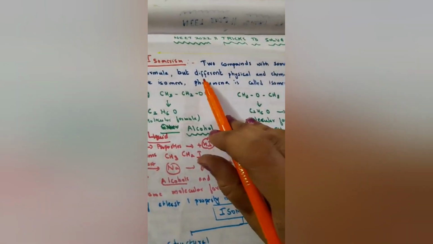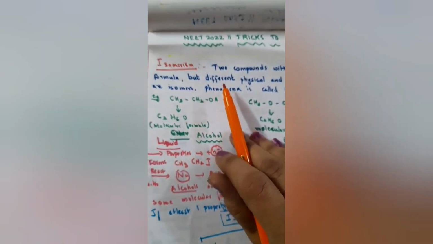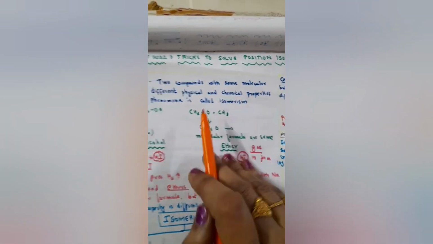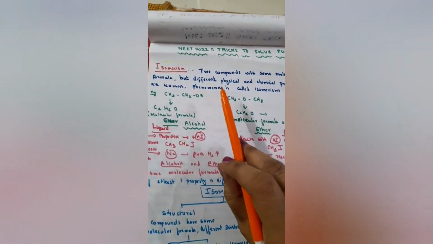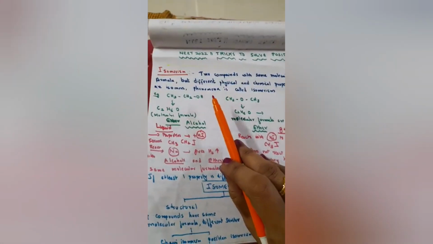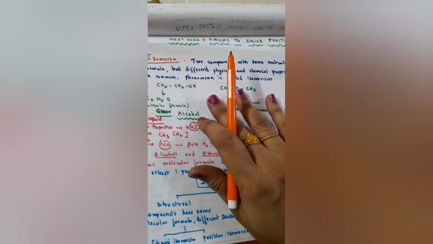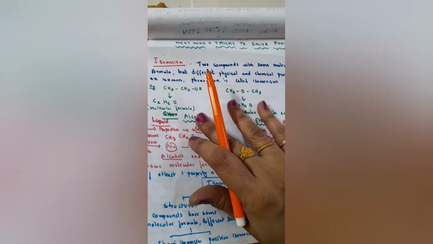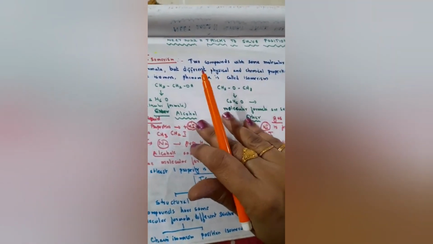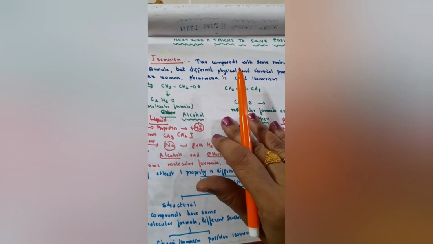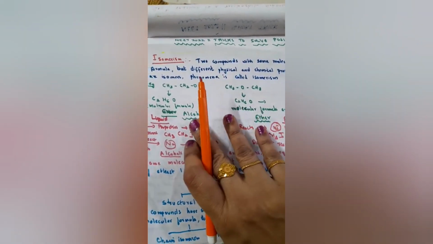Okay, so first of all let me briefly tell you what is meant by isomerism. Isomerism: two compounds with the same molecular formula but different physical and chemical properties. These are called isomers. When you consider two compounds, their molecular formula will be the same, but physical and chemical properties are different. So these are called isomers, and this process we call isomerism.